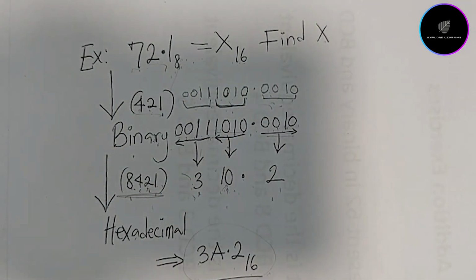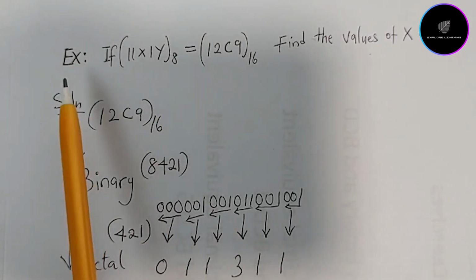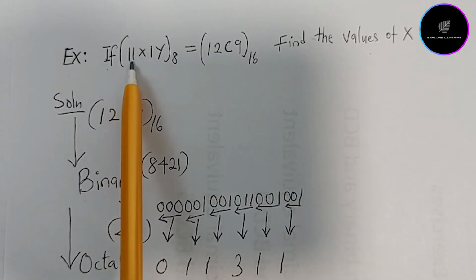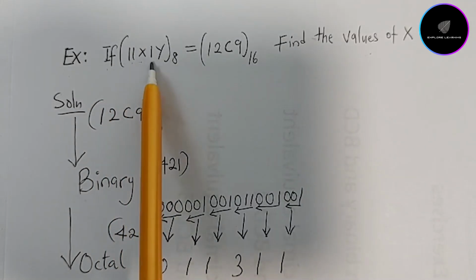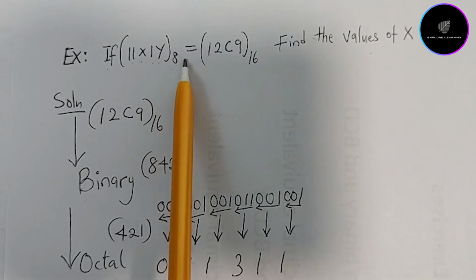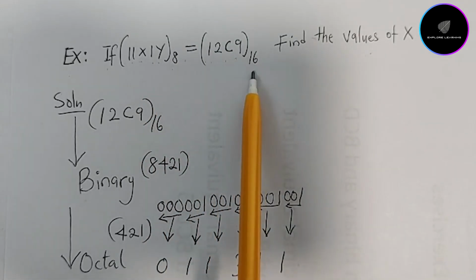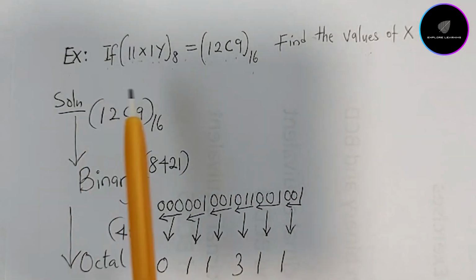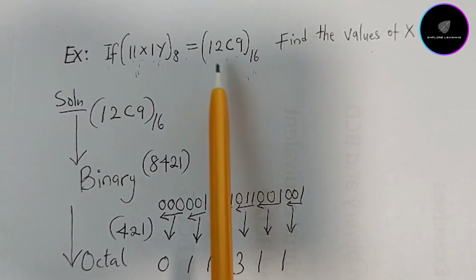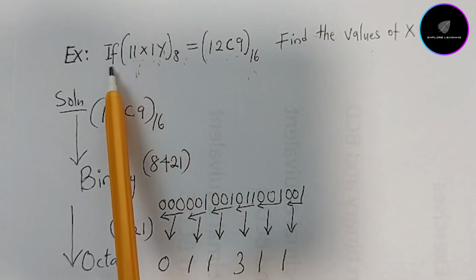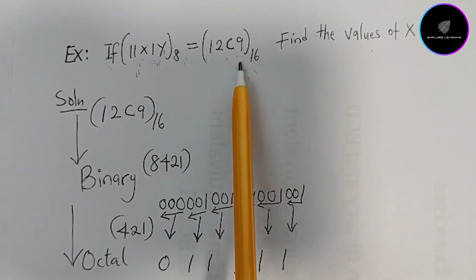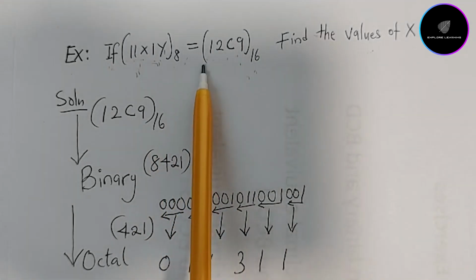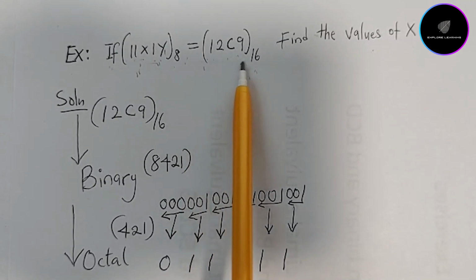Now let's consider this interesting example. If (11x1y) base 8 equals (12C9) base 16, find the values of x and y. So in this case we have two unknown values, which are x and y. This problem is talking about the octal number system and the hexadecimal number system. So it means that we need to represent the hexadecimal number system in the octal number system.